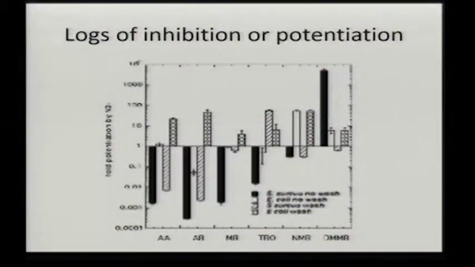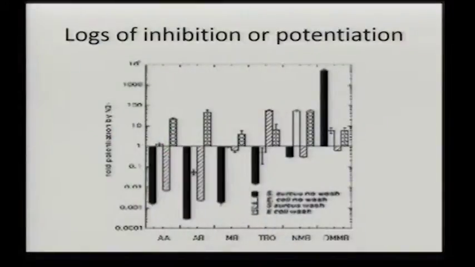What you see, if you look at these hashed columns for E. coli with a wash, in every case, there is potentiation. If you look at Staph aureus with no wash, it's mostly inhibition, and the other two are kind of in between. So it does seem to depend on whether you have a gram-positive or gram-negative bacteria, and whether you have or have not washed away the dye.